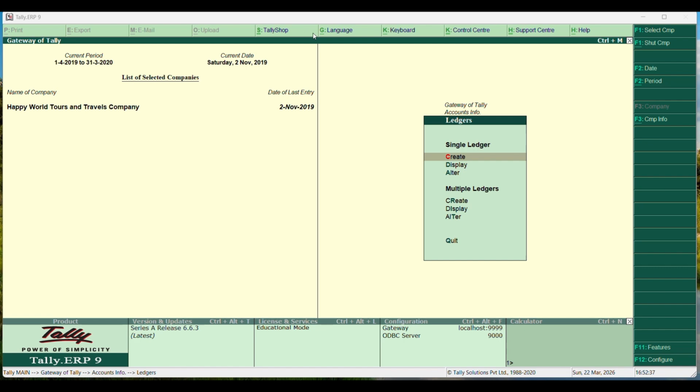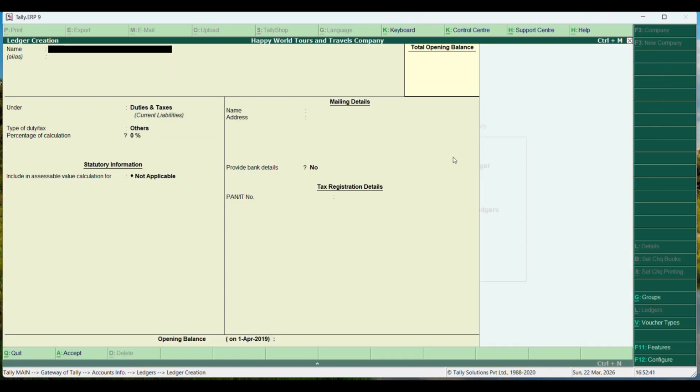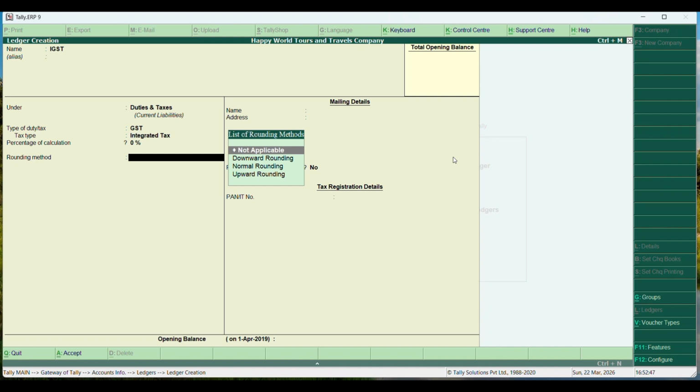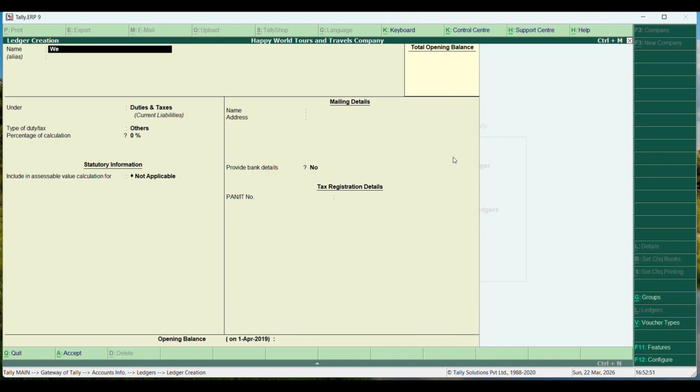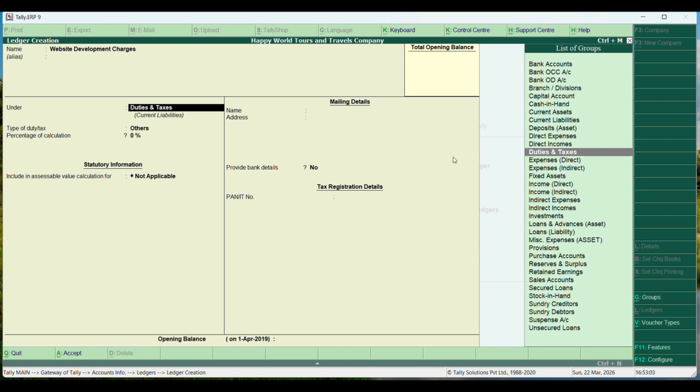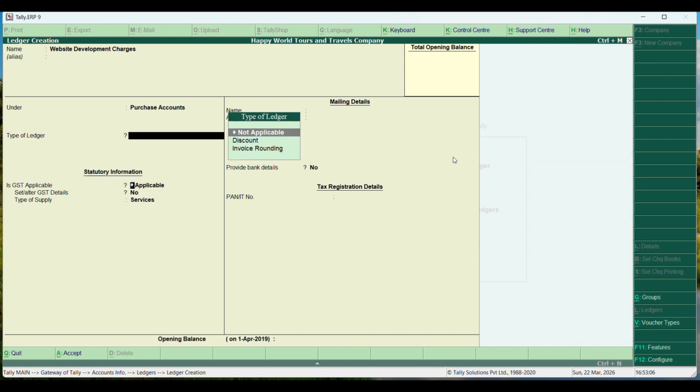Let's create the ledgers. So IGST, under duties and taxes, GST, integrated tax, no percentage should be given. Then website development charges, this will come under purchase account.